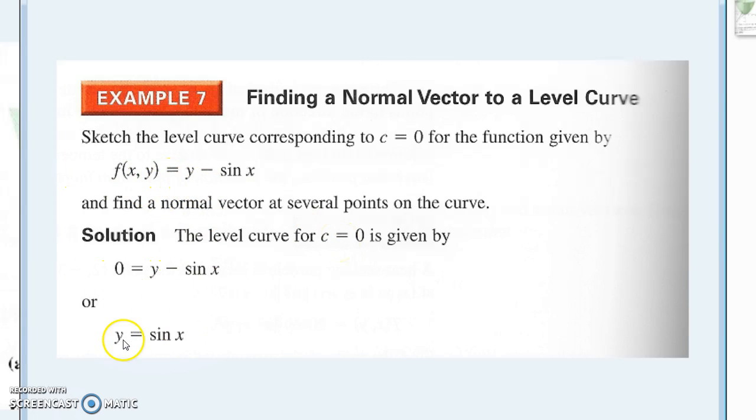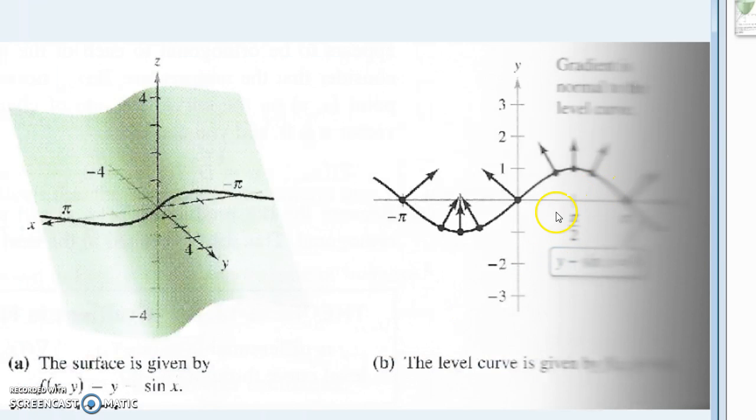So anytime you have a function, you can bring either sine of x over to this side and you get y minus sine of x, or you can move y over to that side and you get sine of x minus y, to get a function whose level curve at c equals 0 is given by the graph of the function. So this graph here is one of the level curves of the function f of x, y equals y minus sine of x.